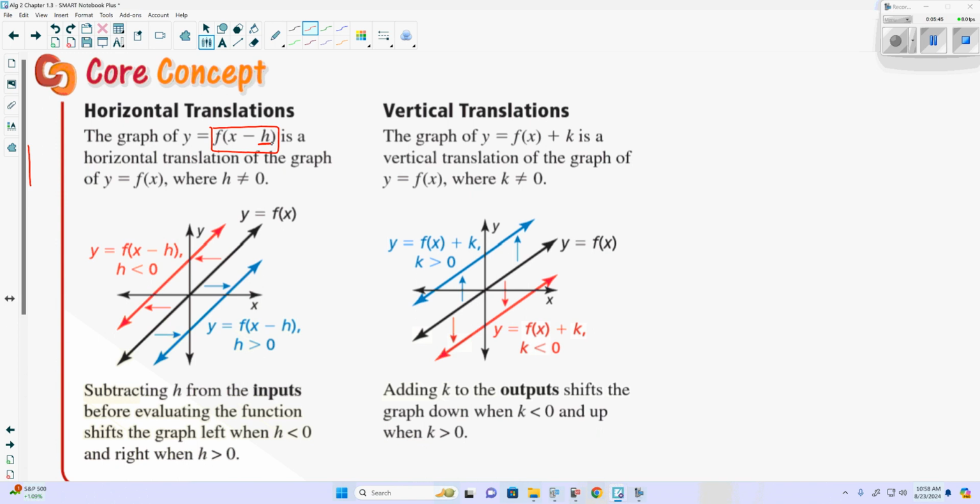The graph of y equals f of x plus k is a vertical translation. Key part right there. Of the graph y equals f of x, where k is not 0, because that just means it's not moving up or down. And that k value is the amount that we're going to move it up or down. And we're just going to plug that value in for k to get there.